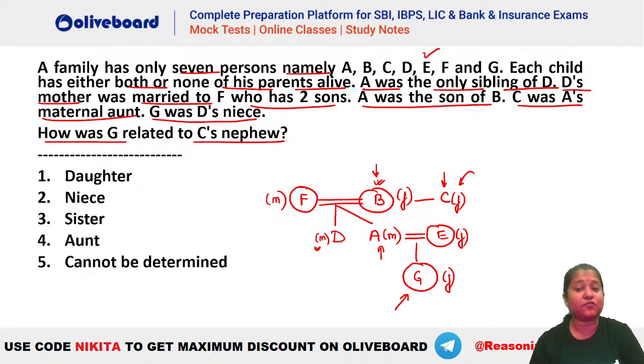Who is C's nephew? You can see C has 2 nephews. ठीक है, C के तो 2 nephew है. यहाँ पर D भी C का nephew है, A भी C का nephew है. So how will you determine which nephew are we talking about? G is the niece for D and G would be the daughter for A. So this answer can be either daughter or niece.